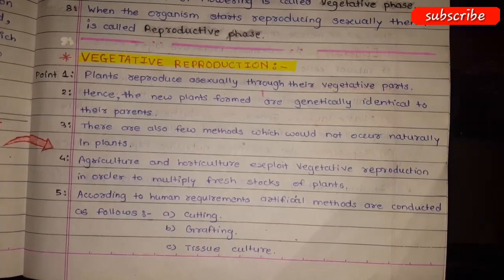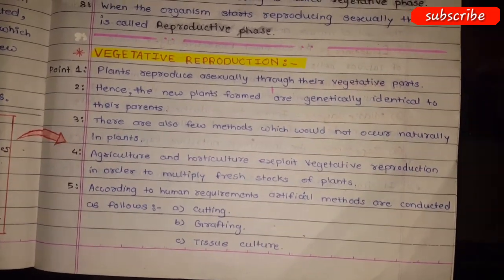They are as follows: A. cutting, B. grafting, and C. tissue culture.